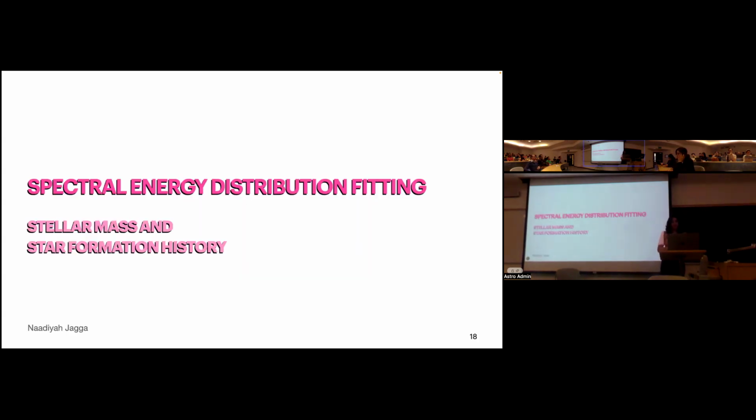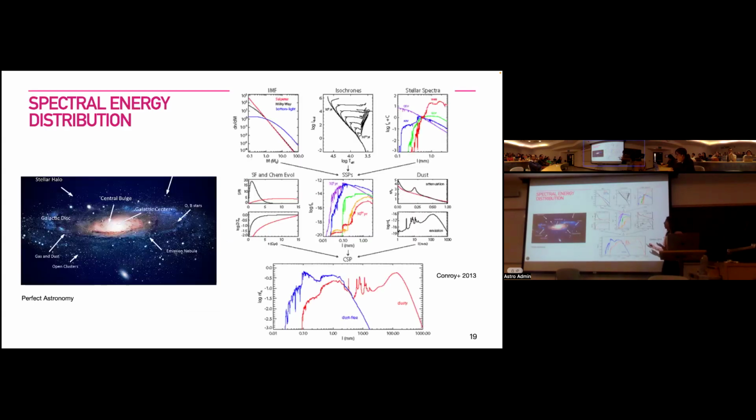All right. So how do we actually estimate the stellar mass and other properties? Just for those who are not familiar, I'm going to very quickly go through spectral energy distribution fitting. So we have a galaxy, and the galaxy consists of different types of stars, like constellations, gas, dust. This is just an example.